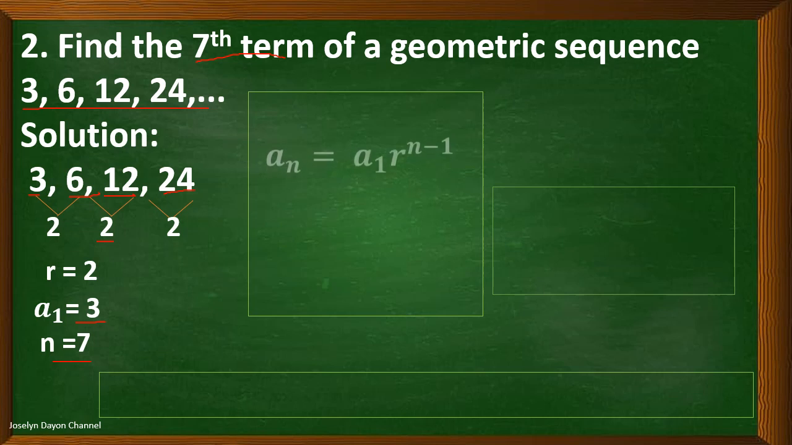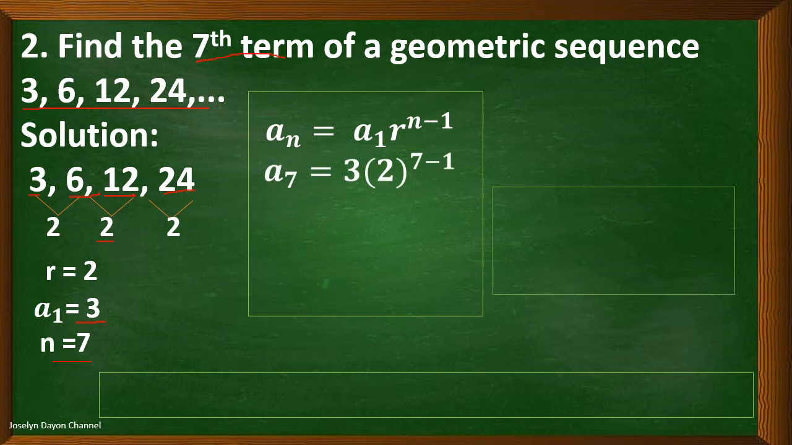Okay, now we are going to write the nth term formula. Next, substitute. So we have here a sub 7 or seventh term is equal to 3 times 2, the value of the common ratio, to the power of 7 minus 1. Now we will simplify. We have to simplify first the exponent. So just bring down 3 as well as 2. Then 7 minus 1 is equal to 6.